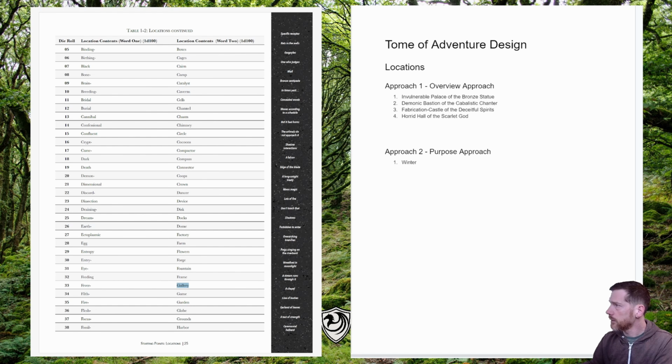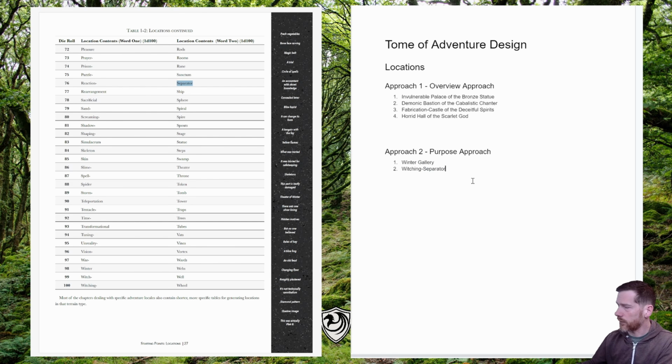So, the Winter Gallery. Okay. Number 2, Witching Separator. I'm not sure what a witching separator could be. But that's what happens when we throw all of these things together, and now you're forced to think about what a witching separator would be. What does that mean? Now you come up with something interesting. And maybe as you pull on this thread, you come up with something that's not even related to a witching separator, whatever that is. But this is fun, right?